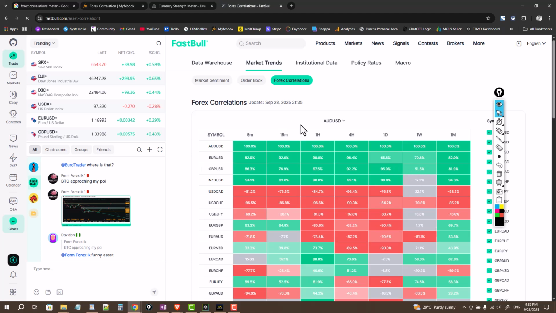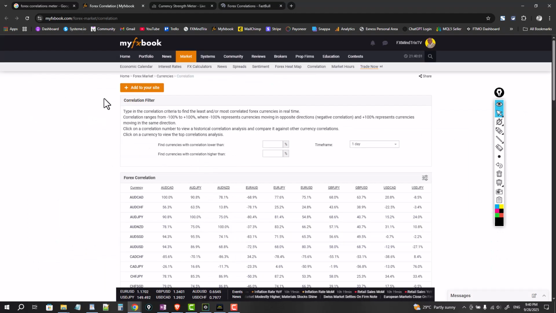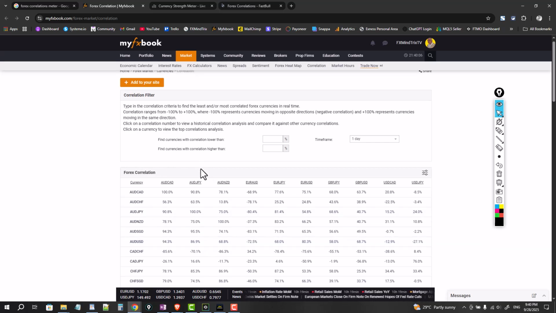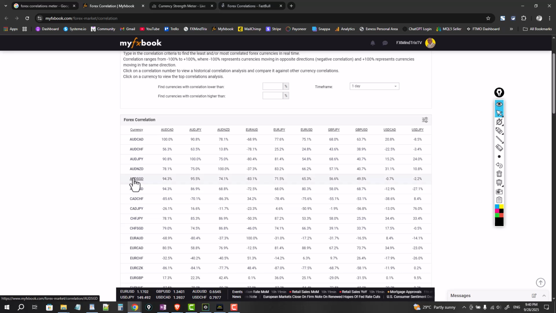So let's look at a couple of examples. This you could see is showing you with the heat map the positively correlated pairs, all of these things with the time frames and all of that. But I feel the one from my FX book is much easier to read. So what do we have here? You can see on the left-hand side of the table, we've got the currency pair. And towards the right-hand side, we've got other currency pairs, which are compared to that. The correlation of those pairs are compared to the currency pair on the left.